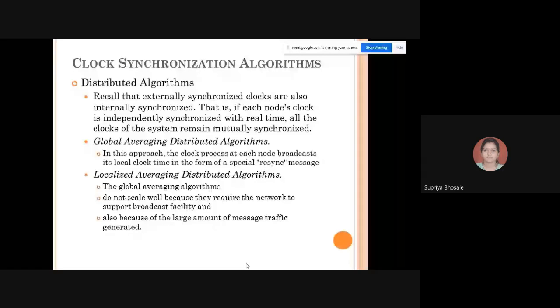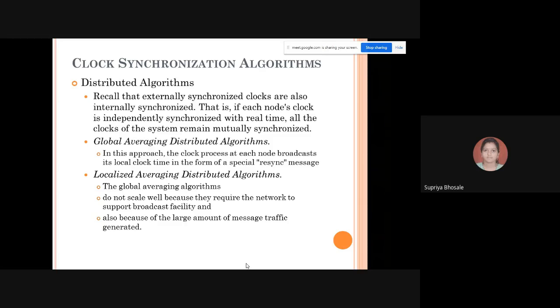So what is there in global averaging? So in this approach, the clock process at each node broadcasts its local clock time in the form of special resync message. सो जे काही तुमचे नोड्स असतील तुमच्या नेटवर्किंगमध्ये तर त्यांच्यामध्ये जरी काही व्हेरिफिकेशन किंवा टायमिंग व्हॅरी झालं तर रिसिंक ॲप्लिकेशन देऊन किंवा हा मेसेज पास करून तुम्ही सगळे क्लॉक्स सगळ्या सिस्टीम्सचे क्लॉक्स पुन्हा एकदा synchronized condition मध्ये आणू शकता.